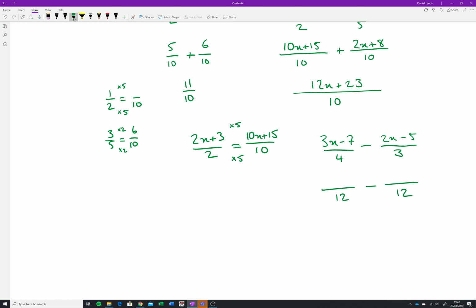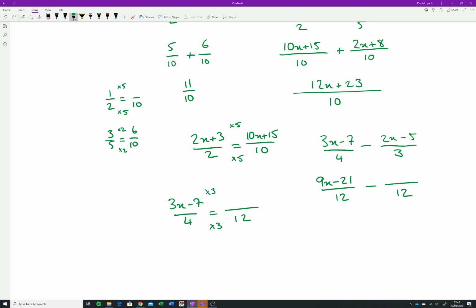So what are we going to do now? You can actually do this in your head. You can say, okay, if I'm going from quarters, from 4 to 12, what am I multiplying by? I'm multiplying by 3. So I've got to also multiply the top line by 3. And if you're not sure of it, it's fine. Just go over to the side. Just do, okay, by 3 and by 3. Okay, the top thing by 3, 9x minus 21.